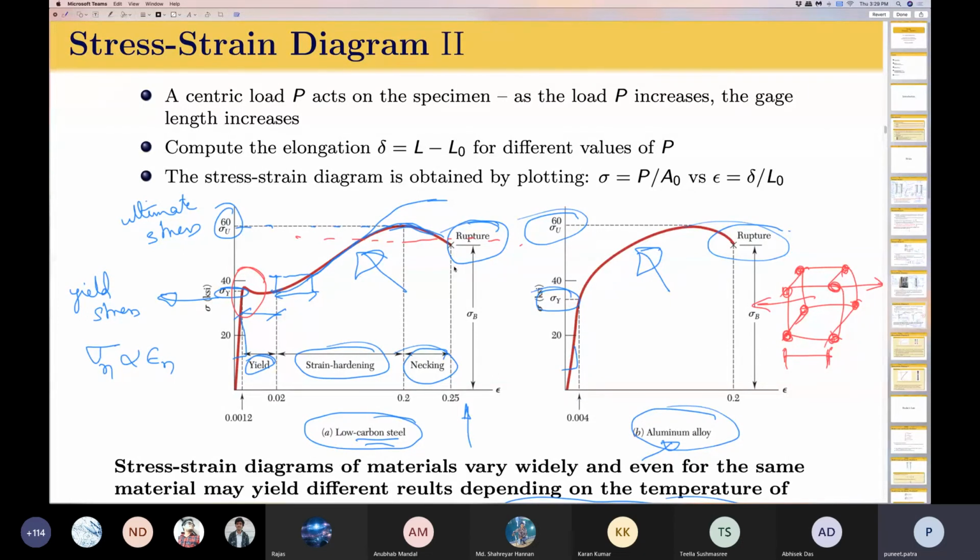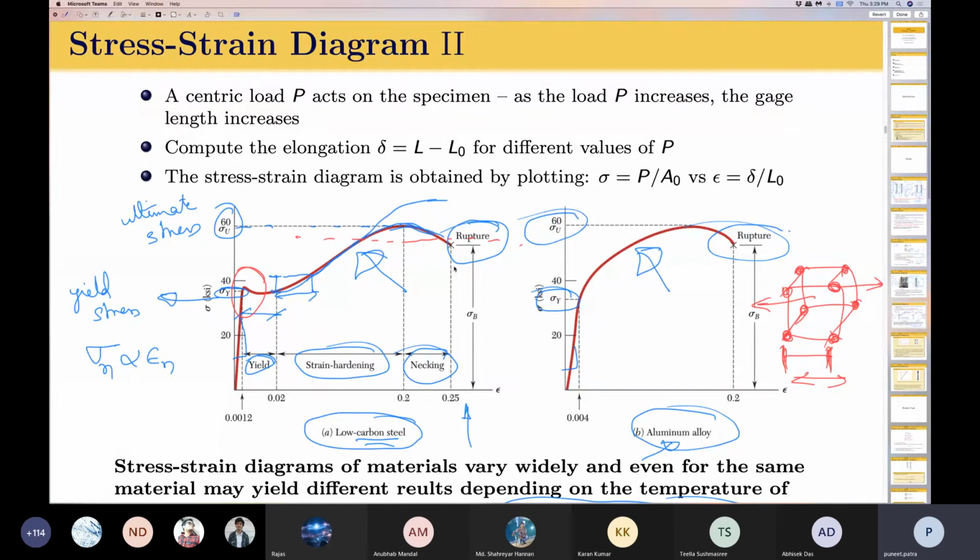But if you keep increasing it, then the increase in this atomic spacing is not always going to be in the axial direction. They may move in a very weird manner, and they may move at 45 degrees to each other. These atoms try to reach a minimum energy configuration, minimum potential energy configuration. And this is why there are what are known as slip planes.